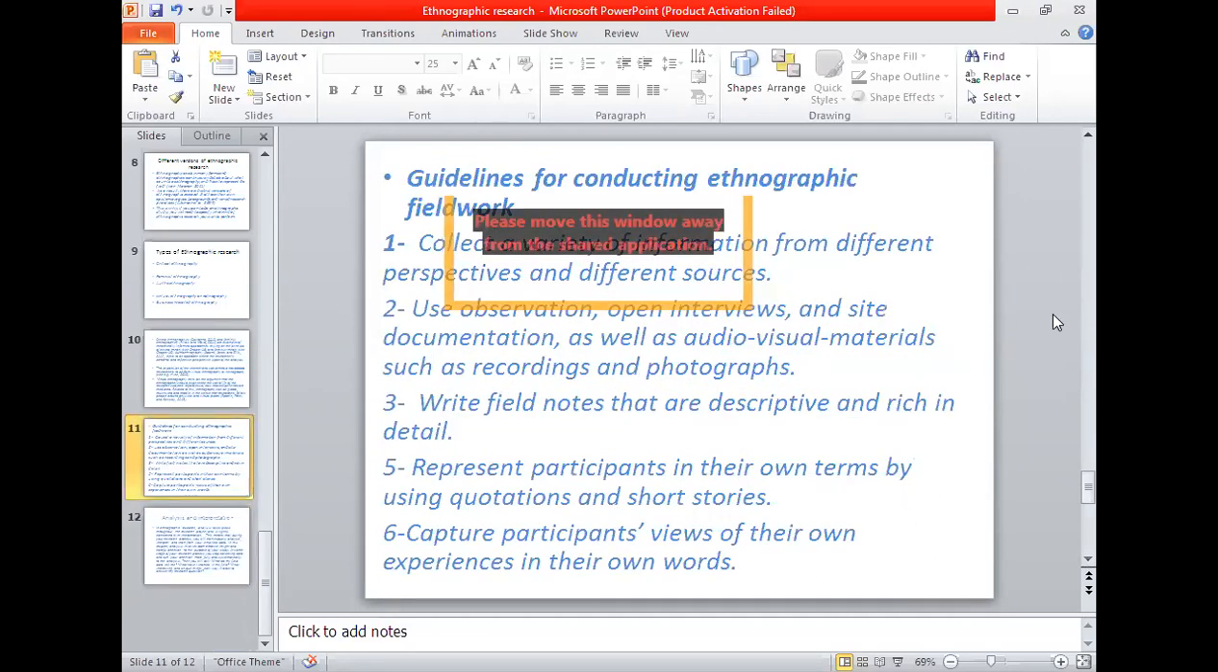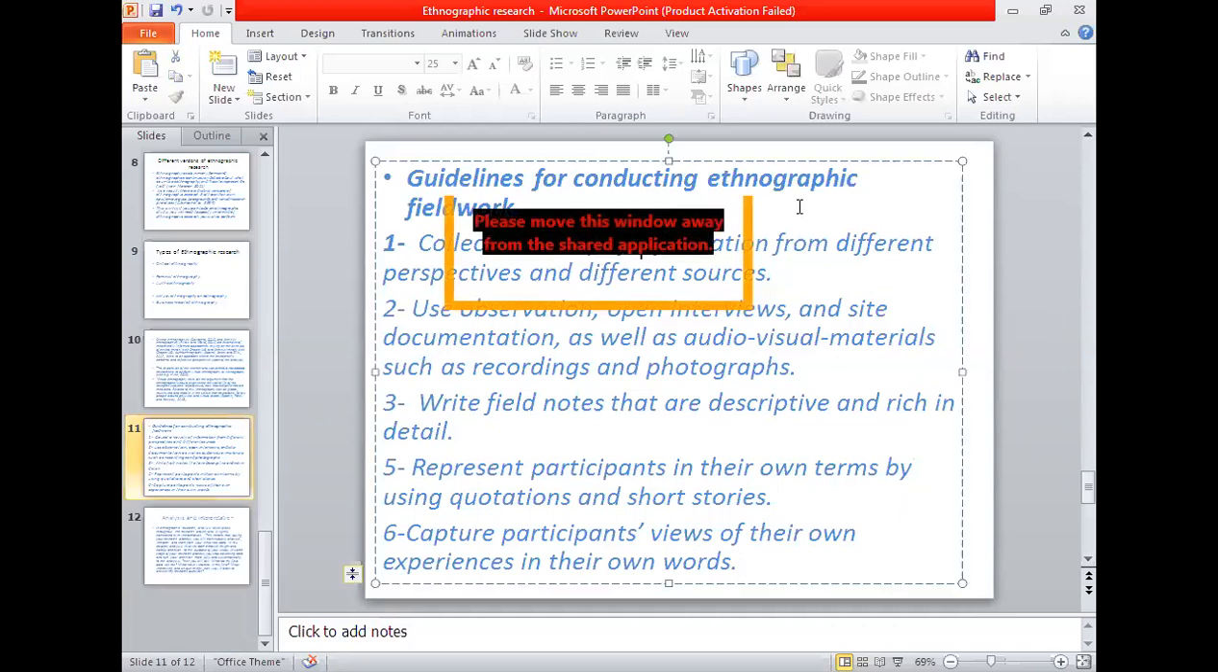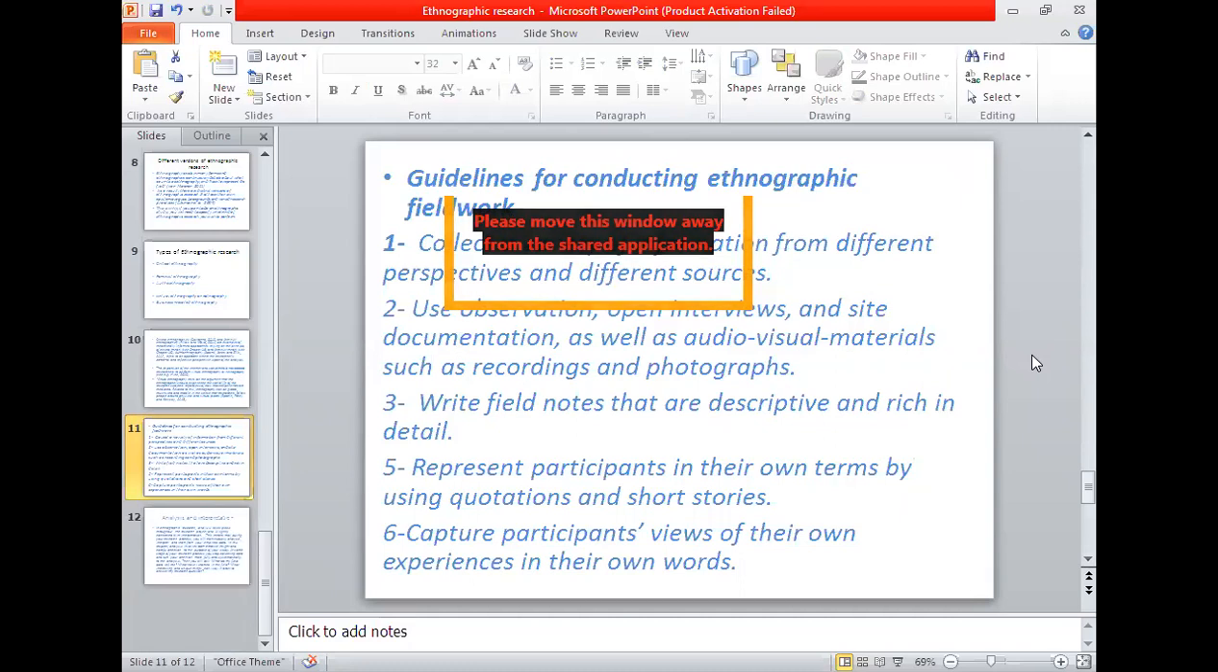This is very important slide. अब इसमें क्या है, गाइडलाइंस क्या होंगी, हम अगर उसको understand करना चाहें, अगर for example हम ethnographic research को understand करना चाहते हैं तो हमारे पास क्या होंगे, first of all collect a variety of information from different perspectives and different sources. If you want to conduct ethnographic research, what is necessary, that collect information from different perspectives and different sources, use observation, method of observation, method of open-ended interviews, and site documentation, as well as audio and visual materials.